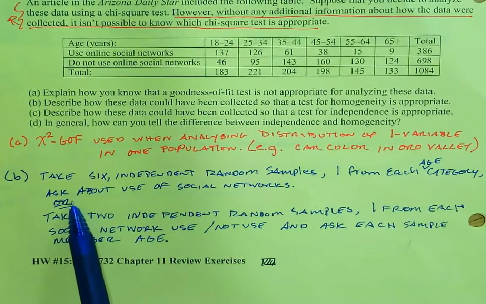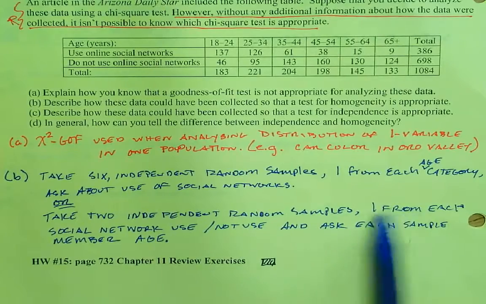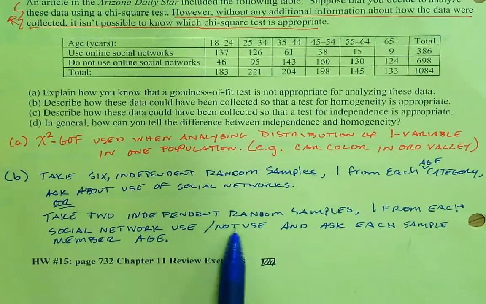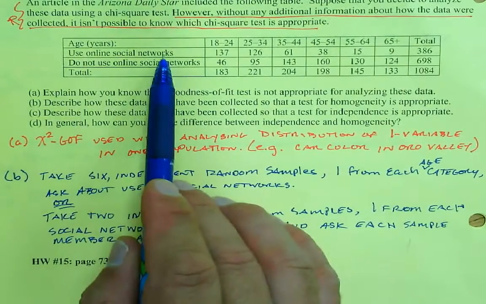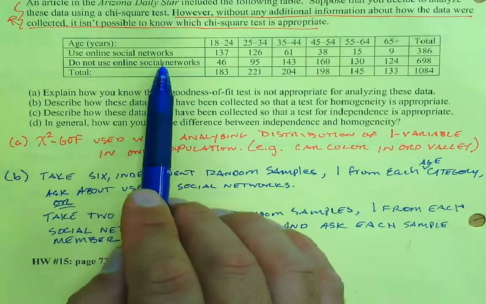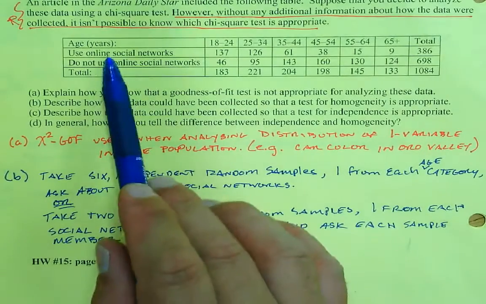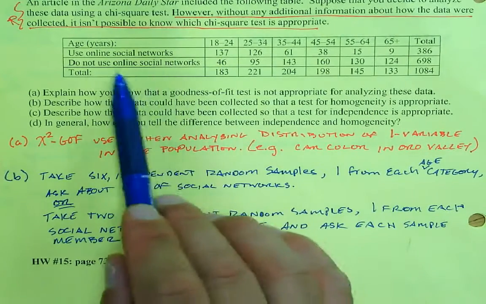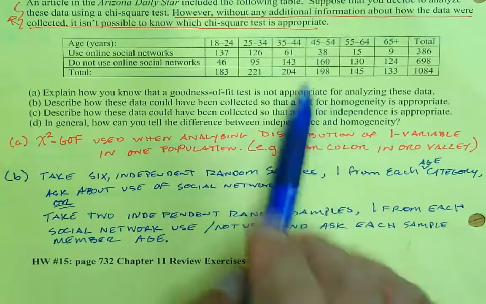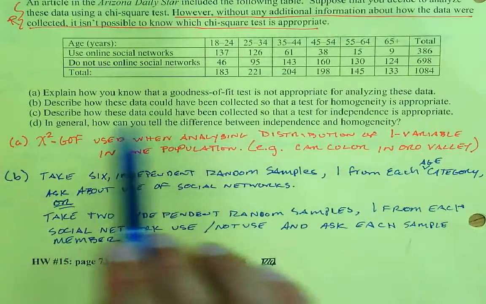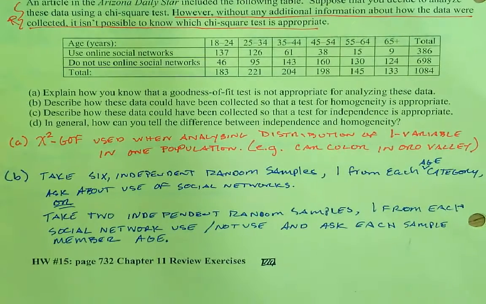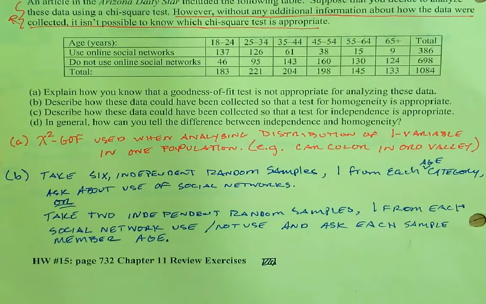Or we could take 2 independent random samples, one from each social network use or not use. So take a random sample from those that use, take a random sample from those that do not use, and we'll ask each sample member their age. Hey, how old are you? Record those ages. How old are you? Record those ages. Compile the data. So 2 different ways we could collect the data for a test for homogeneity. Think about C. How would you collect it for a test for independence? And come back after pausing the video and check your work.